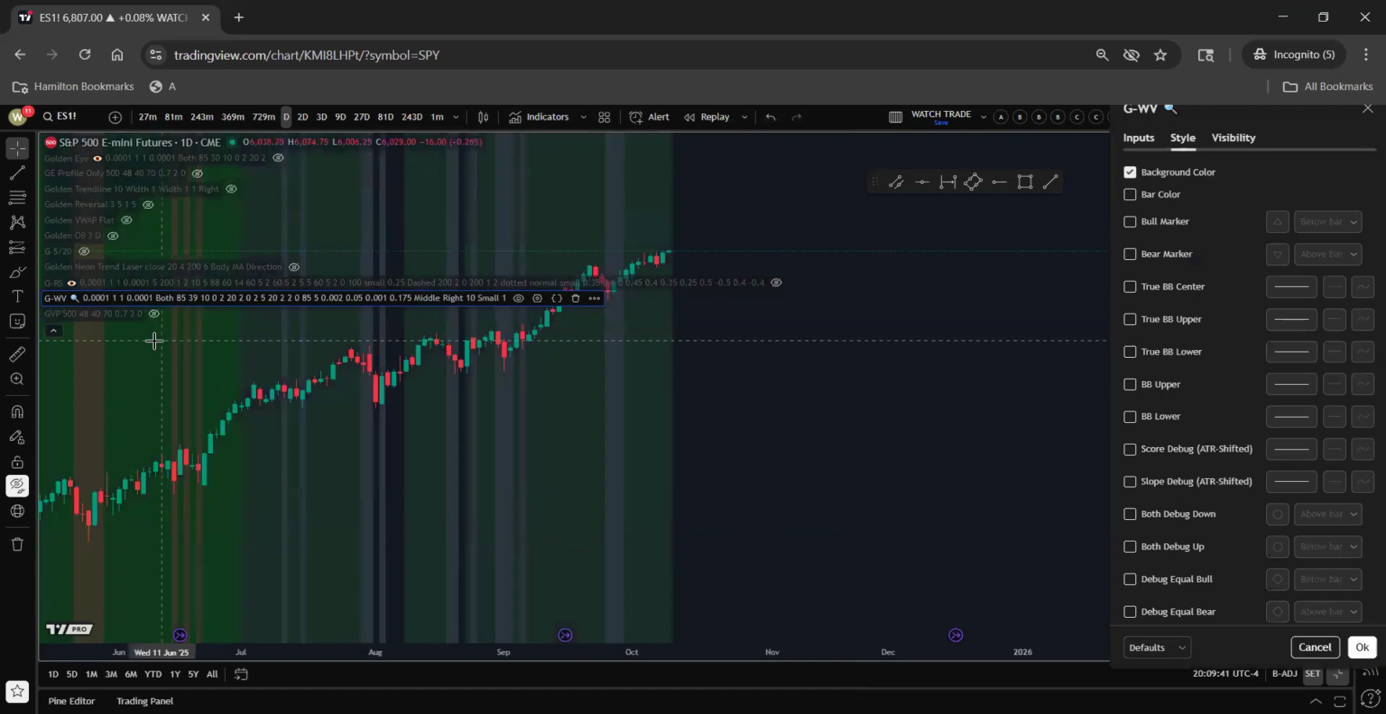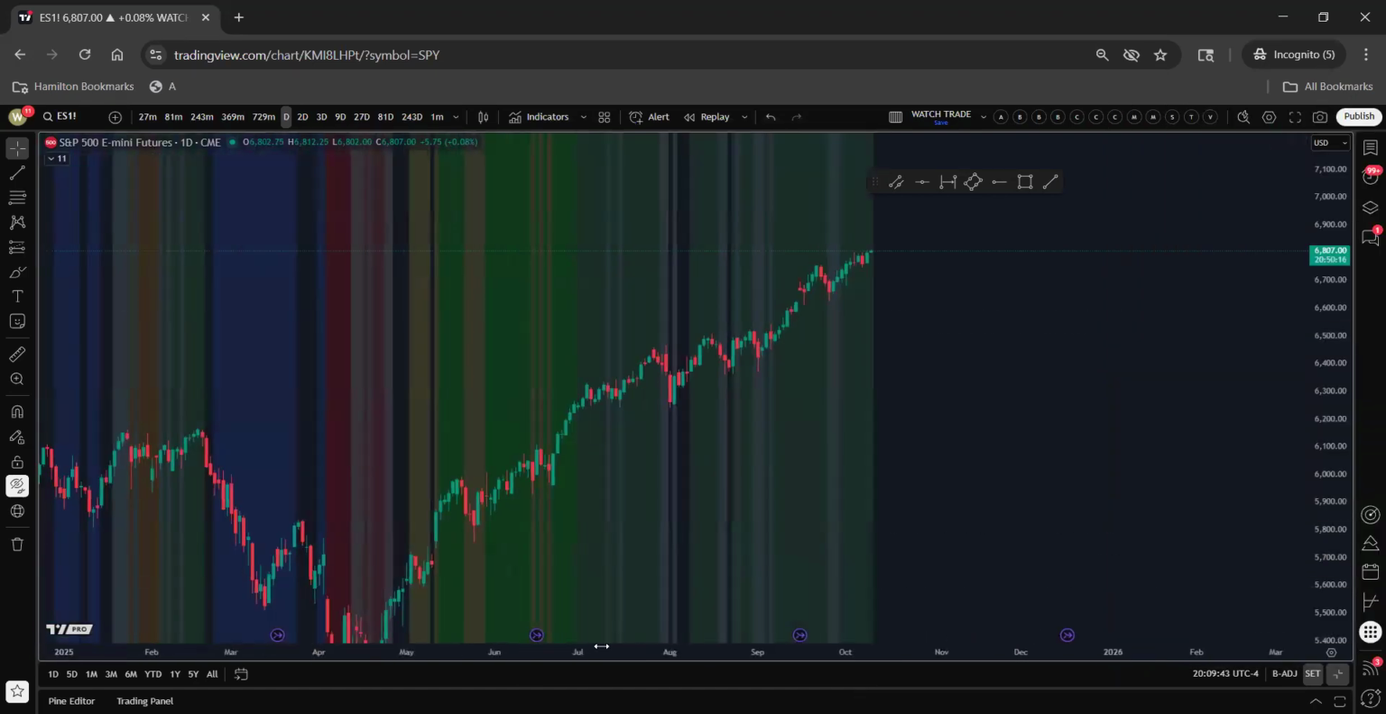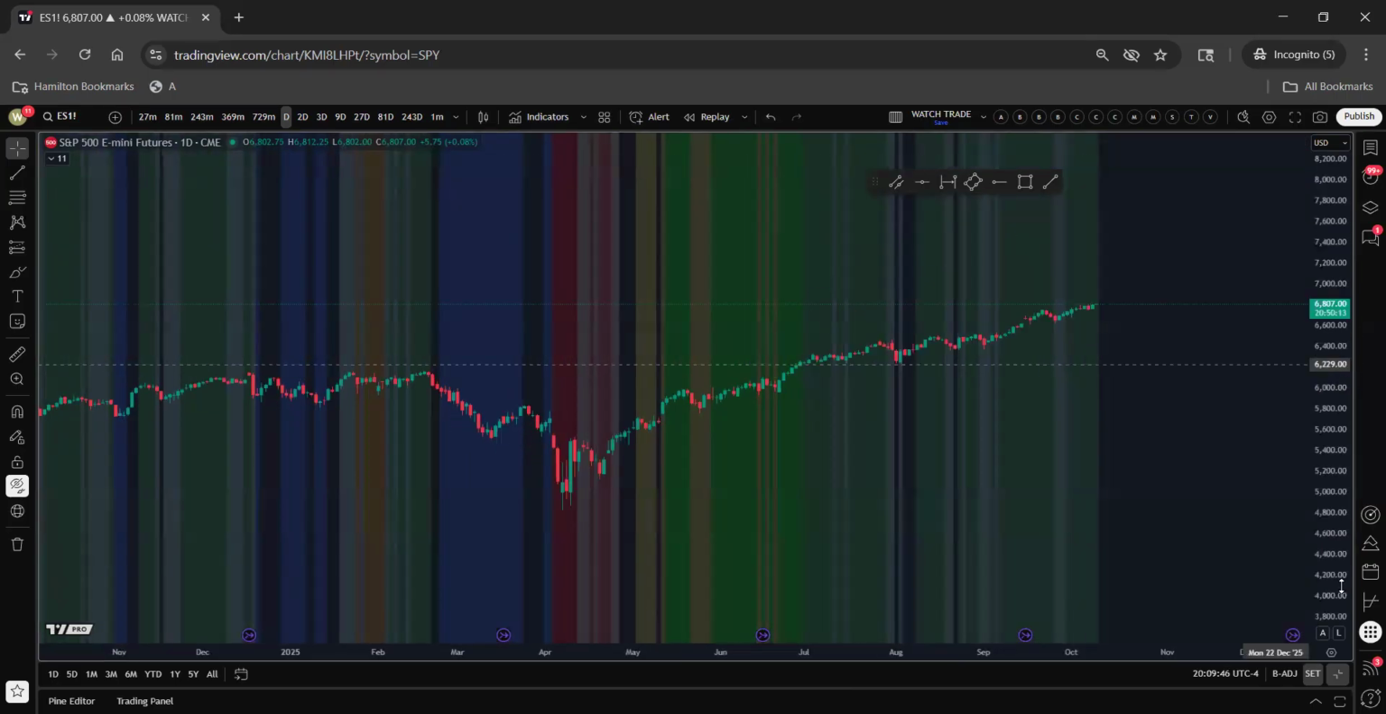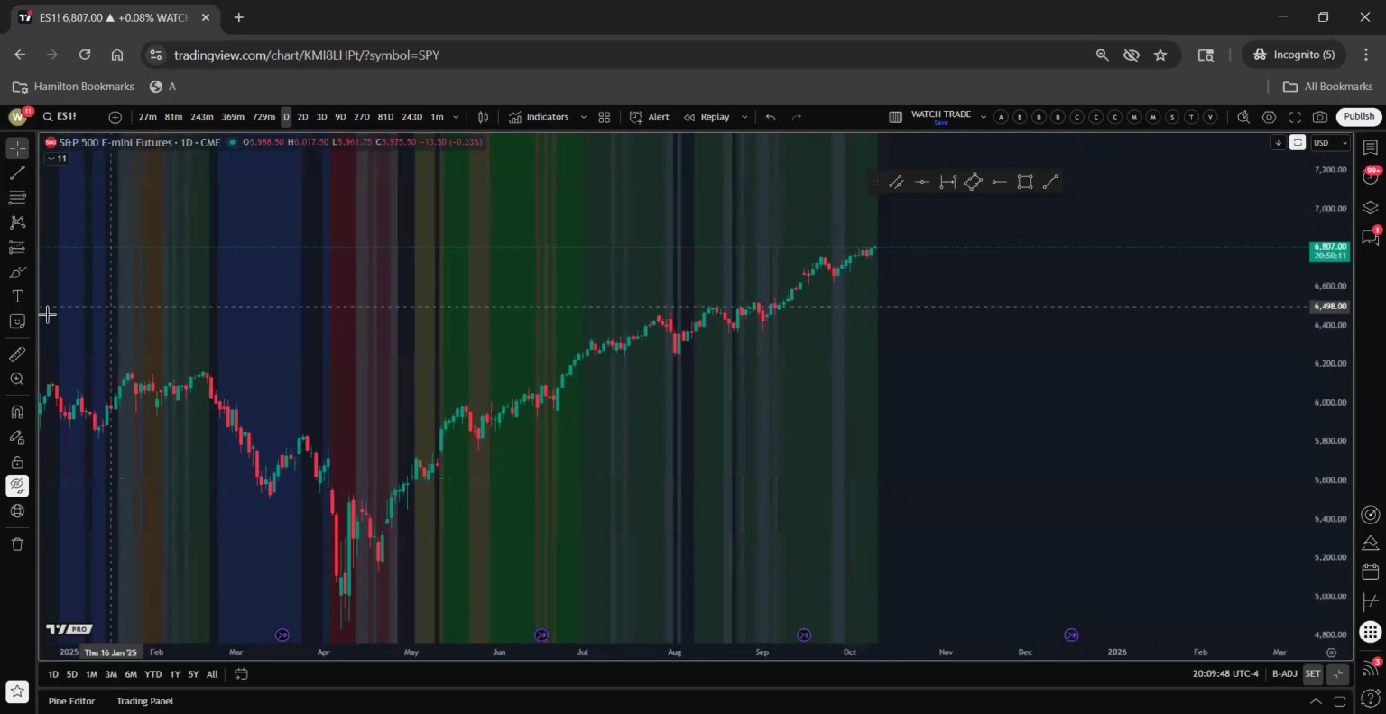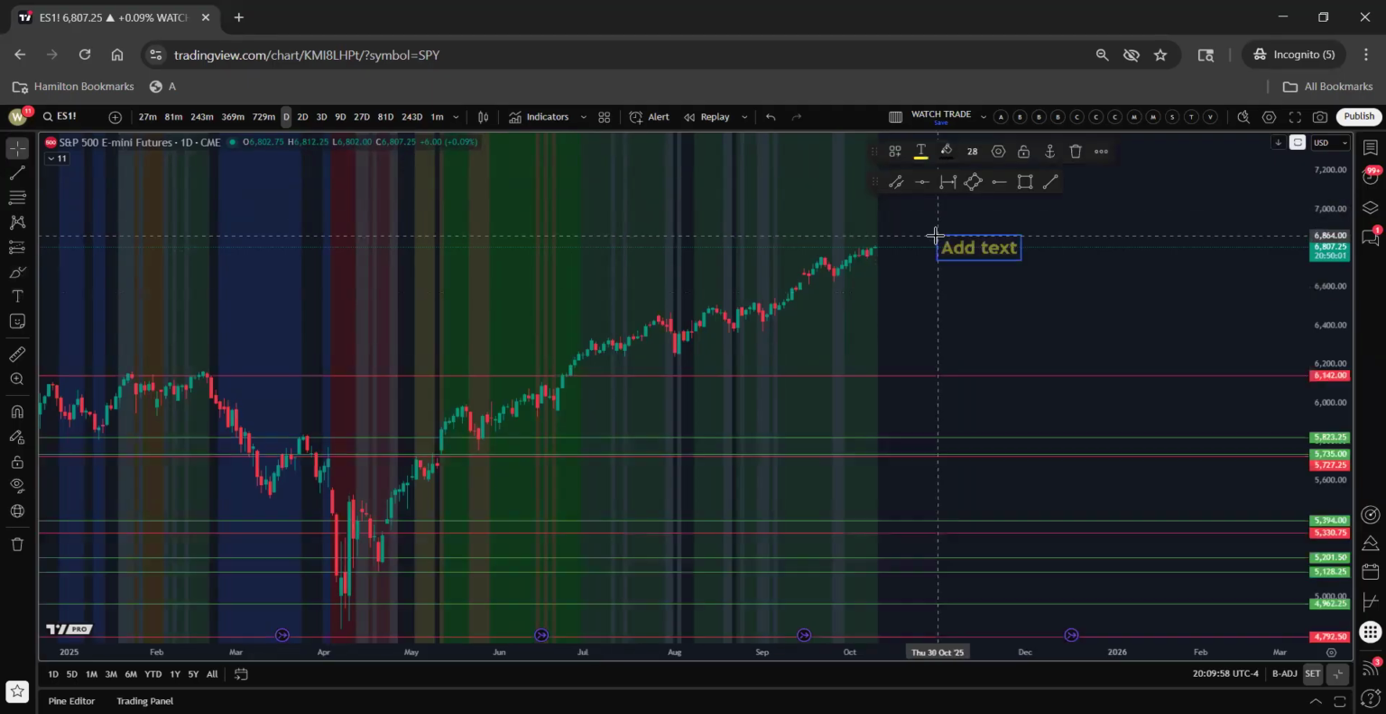So this is the background color. In the Discord, I posted a key that shows what each color represents. So let me take this out here. The first and earliest sign of bullishness based on this system is going to be orange. Just keep this all in mind. This is the first potential instance of a bullish reversal.